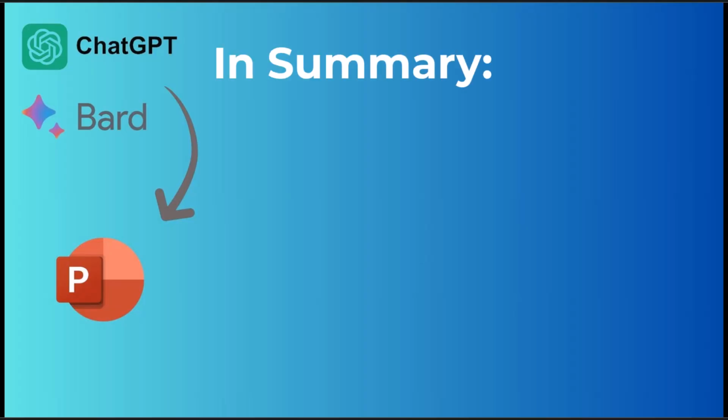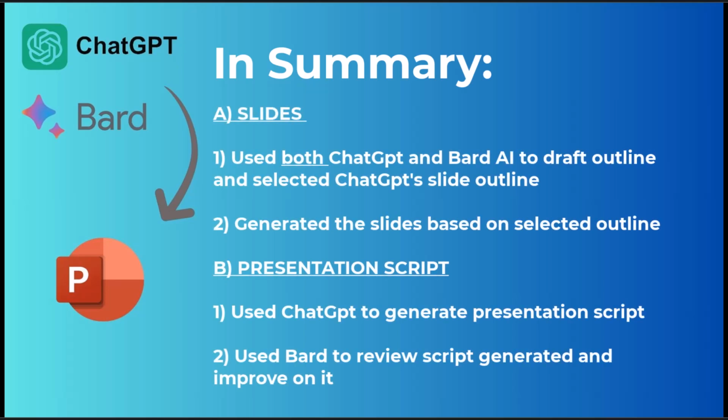So there you have it. We've used generative AI to produce our slides. We've used both ChatGPT and Bard AI to draft out an outline and selected ChatGPT's slide outline. We then generated the slides based on this selected outline. We've used ChatGPT to generate the presentation script that goes along with the slides. Finally, we've used Bard to review the script that's been generated and improve on it.